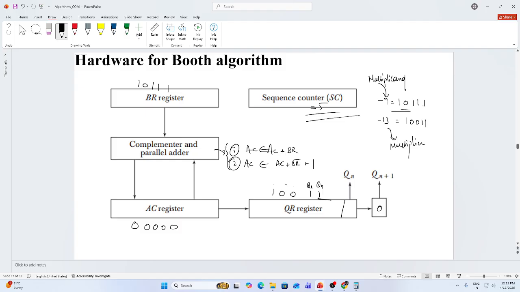So let us go for the algorithm. I hope you understand the hardware. One more time I am repeating: AC is initialized with zeros, QR is initialized with the multiplier, BR is initialized with the multiplicand, and the sequence counter is initialized with how many times I need to multiply. Similarly, I have one extra bit called Qn plus 1, which is initialized with 0. Having understood this, let us go for the algorithm.